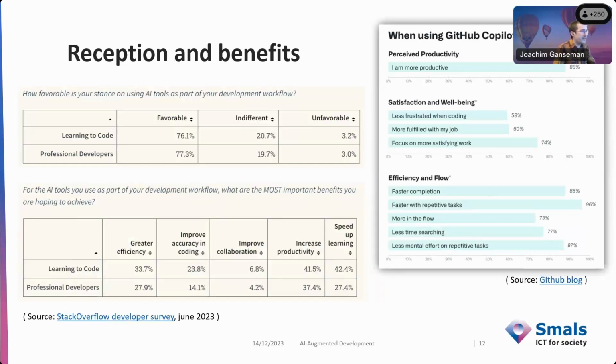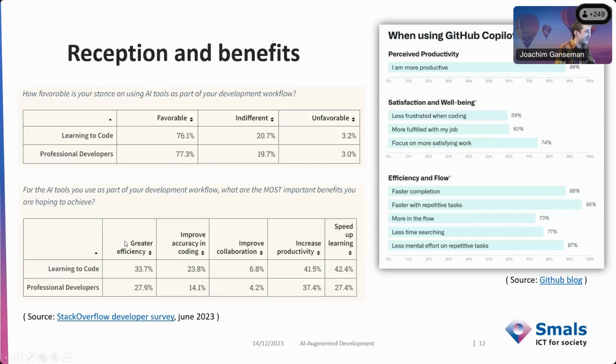So if you look at how this was received among developers, in general, the sentiment is fairly good. Stack Overflow this year made a survey. They do it regularly. They made a developer survey, and they asked developers about their stance on AI tools as part of the development workflow. And most coders, beginners that learn to code as well as professionals, senior developers, have a quite favorable attitude towards these kinds of tools.